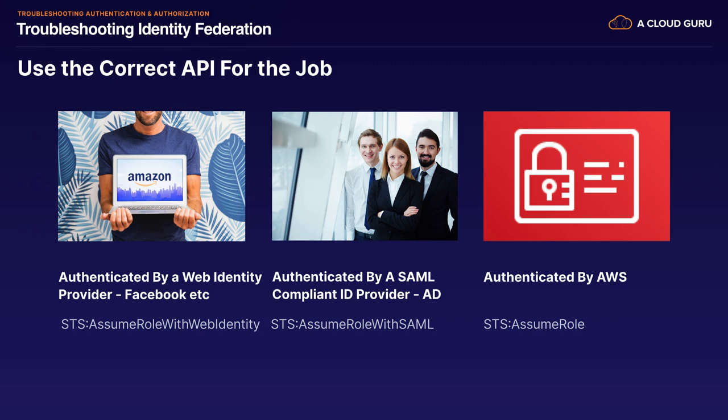So for example, if your user was authenticated by a web identity provider, so think Facebook, Amazon, or Google, then you need to use the STS AssumeRoleWithWebIdentity API call. If the user was authenticated by a SAML compliant identity provider, so for example, if you're using your on-premises Active Directory to authenticate your users, in that case, you would use the STS AssumeRoleWithSAML API call. And if your user is an identity access management user authenticated by AWS, then in that case, you would use the STS AssumeRole API call. So just do make sure that you're using the correct API call for the job, because that can also sometimes come up in the exams as well.